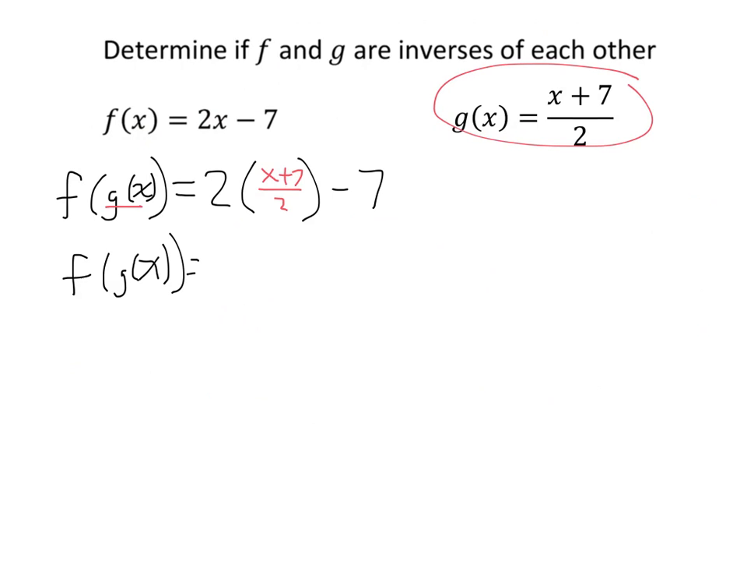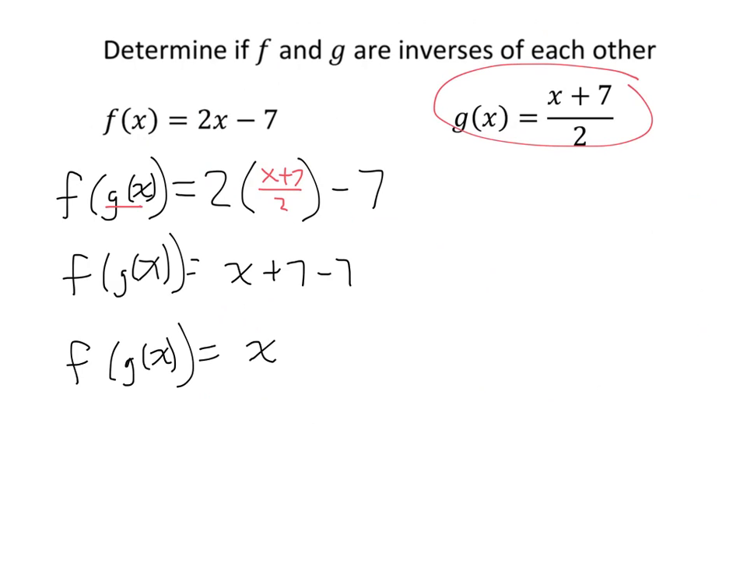Right? Let's see. Well, right here, this 2 and this 2, they're going to divide out. 2 divided by 2 is 1. So I'm just left with x plus 7 minus 7. And now you can see really easily, x plus 7 minus 7, that just ends up as x. Okay? And that's what we wanted.